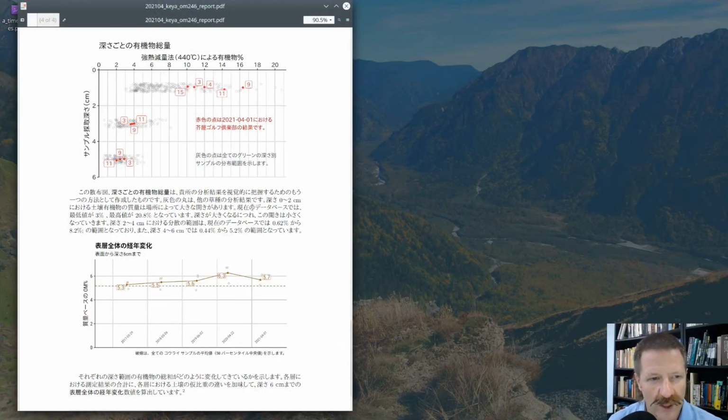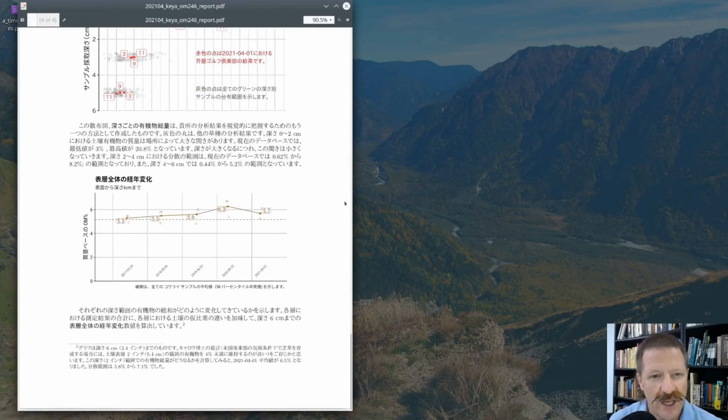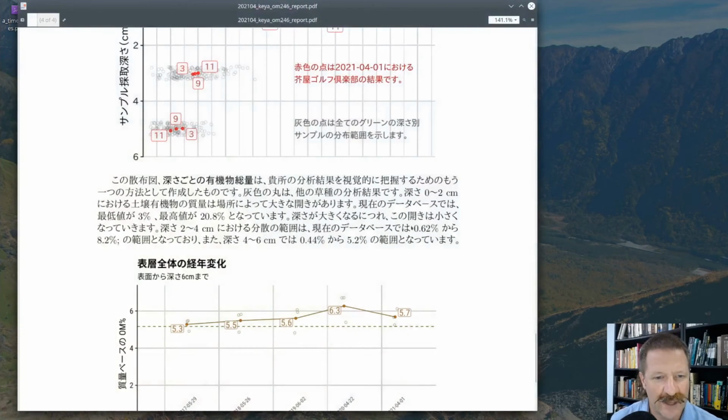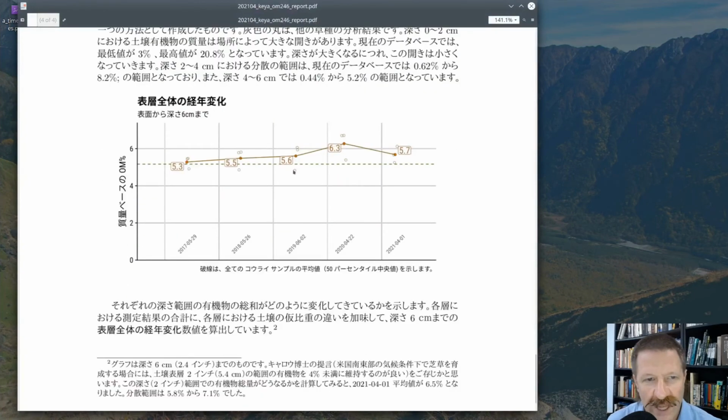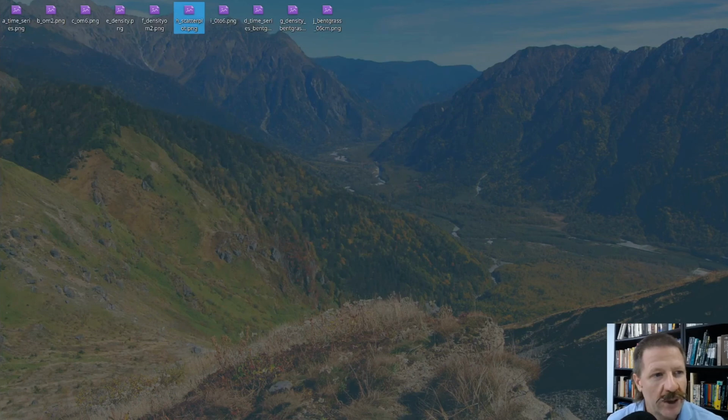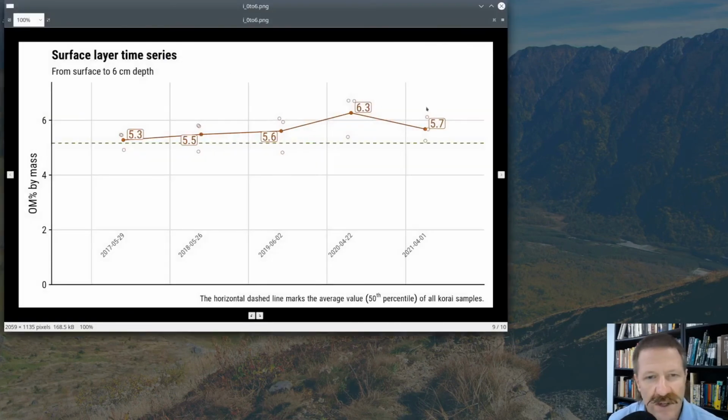There's one more chart that I show on these reports, and that is looking at the total organic matter over time, not by depth now, but combining the depth. So looking at the 0 to 2 centimeter depth combined with the 2 to 4 centimeter and 4 to 6 centimeter depth. I will show you how that looks. Here it's what I call the surface layer time series. So this is for Kea Golf Club.